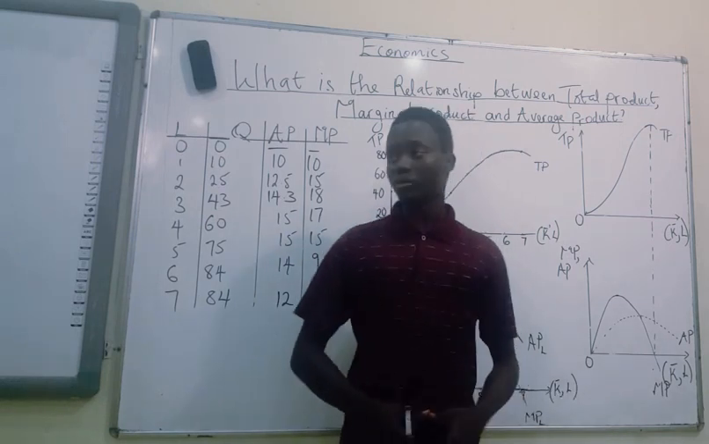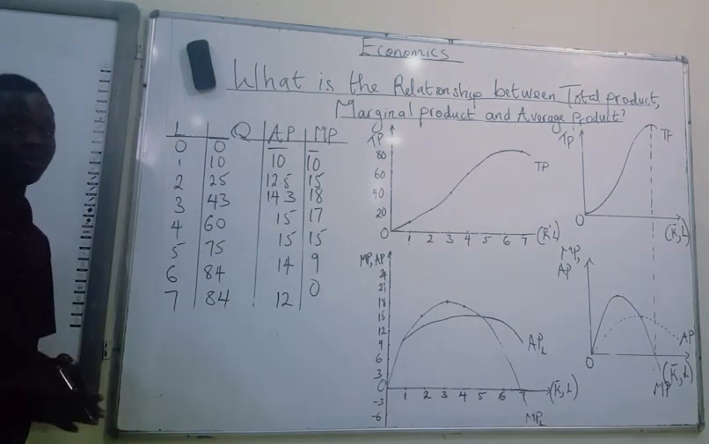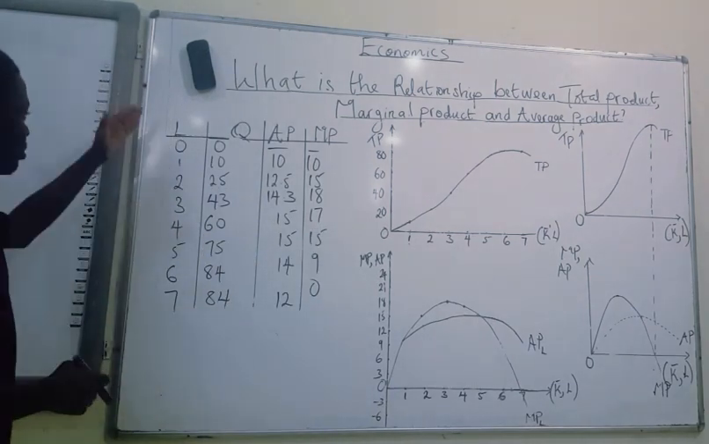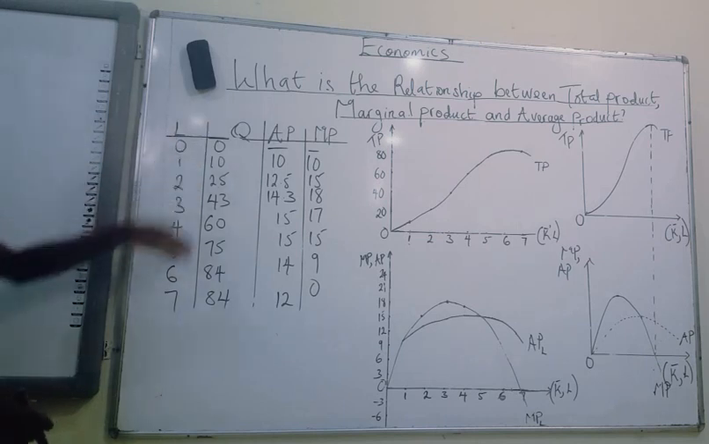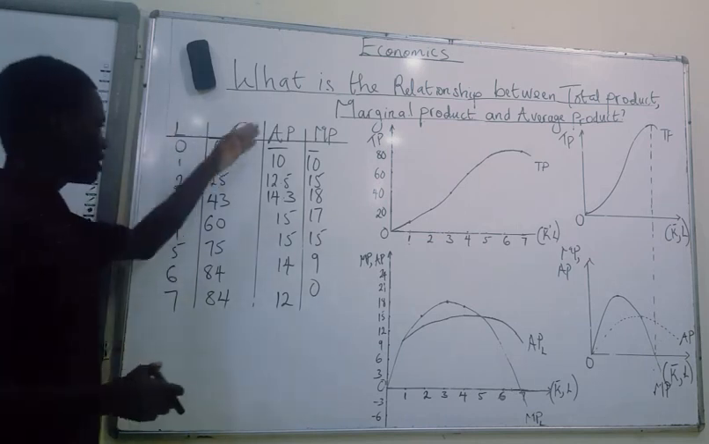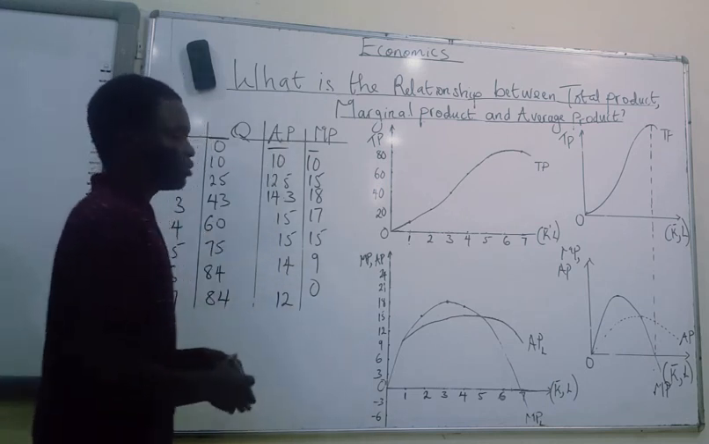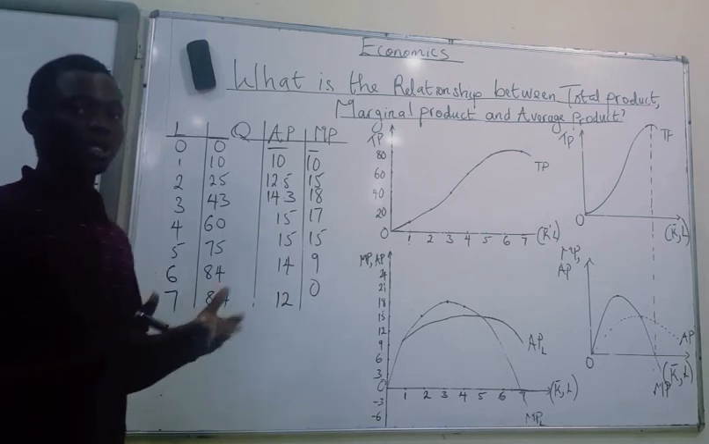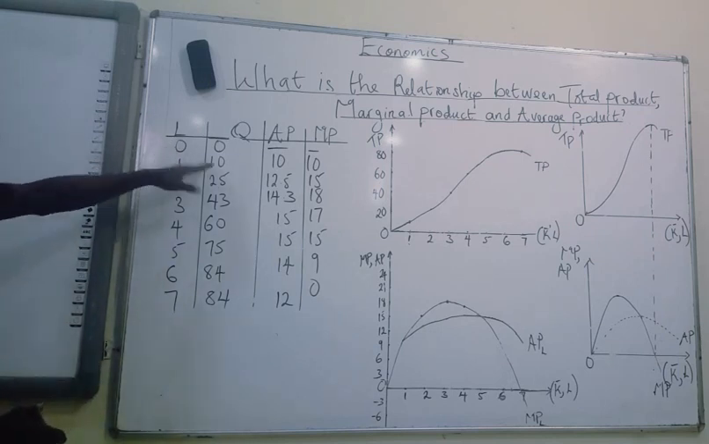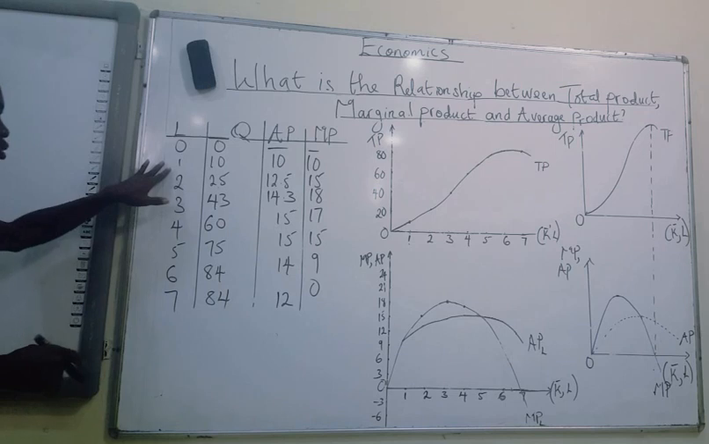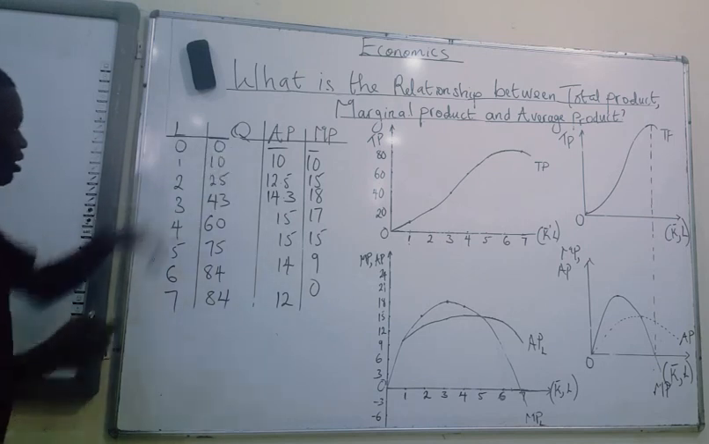So let's consider a typical example. Here we have a table. This is labor. We are simply assuming that capital is fixed. Labor goes from no laborer employed to the employment of 7 laborers, and this is their total product, that is the quantity that they produce. This is the average product, that is total product divided by the amount of labor used. And this is the marginal product, that is the change in total product that occurs from a change in the number of laborers employed. So we have 0, 0, all of that. When one laborer was employed, he contributed 10 units to total output.